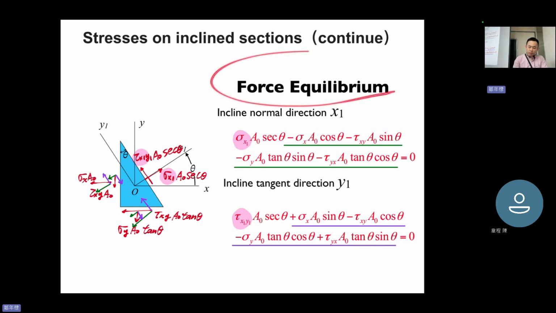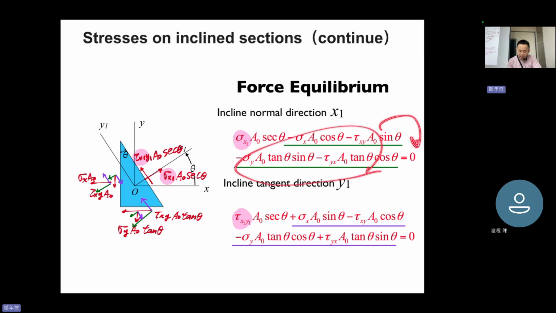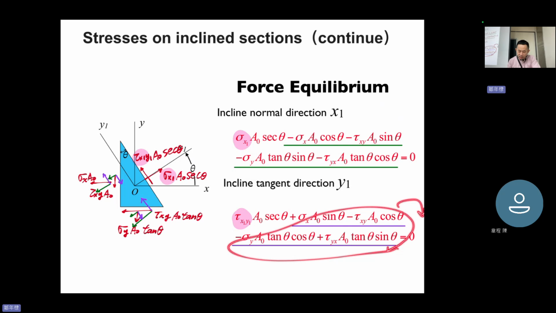This is force equilibrium. Okay, 95% proof. Right? So you know what to do. You put all the green to the right and then divide by A norm secant theta. And you put all the purple to the right and divide by A norm secant theta. Again, you can obtain sigma x1, tau x1y1. And then you can get the results in the next page. Okay? Awesome.